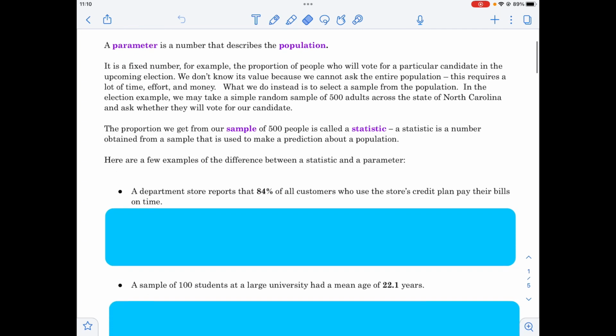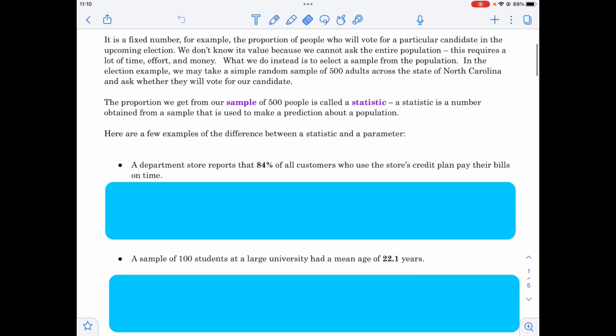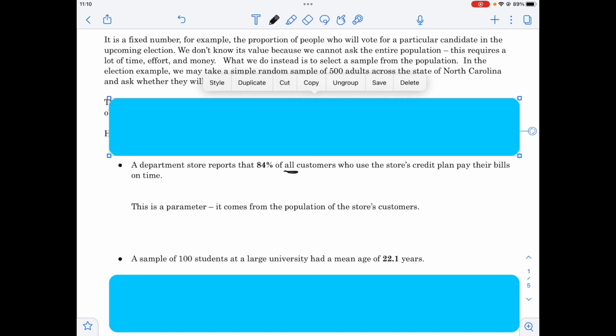Now, here's a couple of examples where you'd have to tell whether it's a statistic or parameter. A department store reports 84% of all customers who use the store's credit plan pay their bills on time. Well, we're talking about a department store and all of their customers, so this is going to be a population. So this is a parameter. It comes from the population of the store's customers.